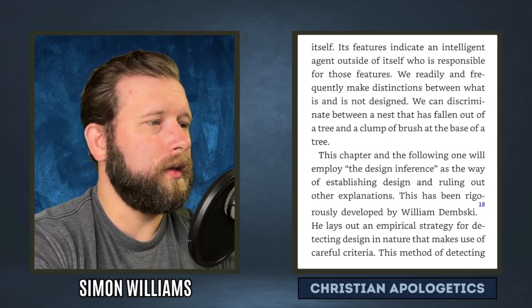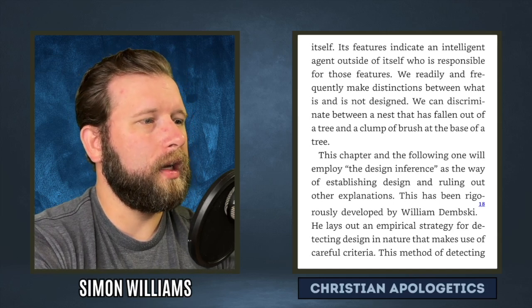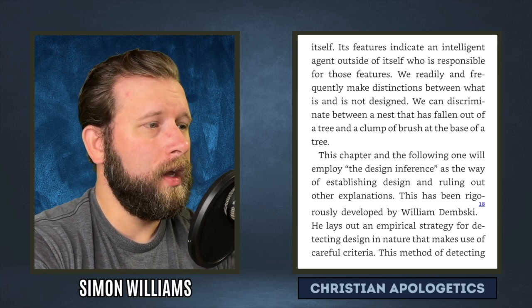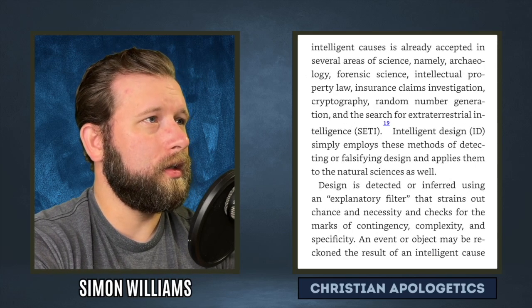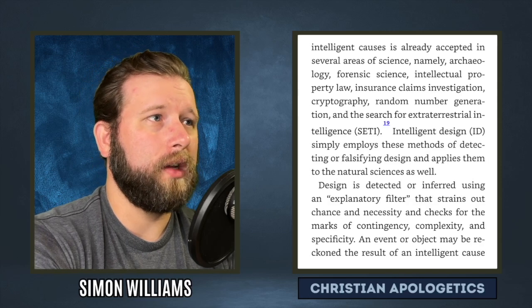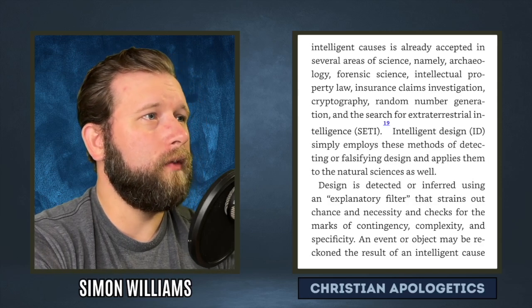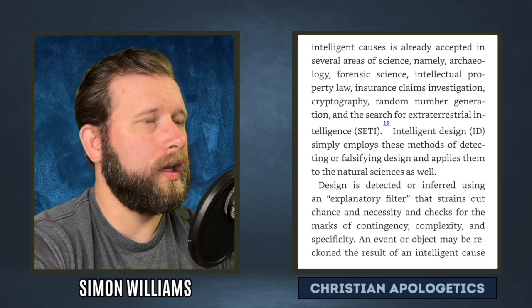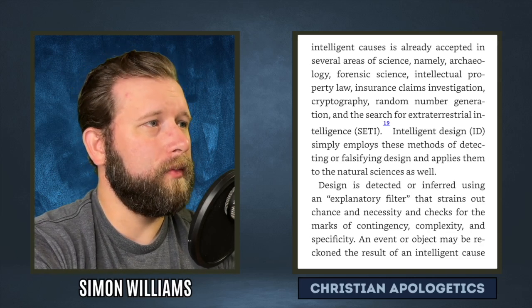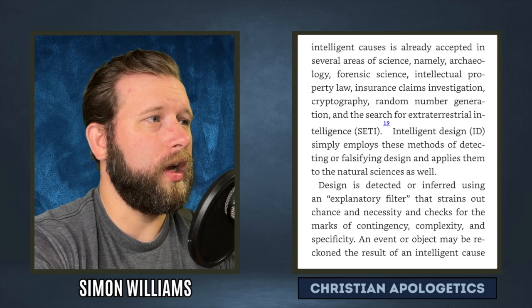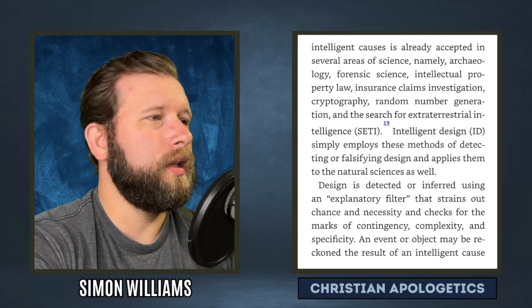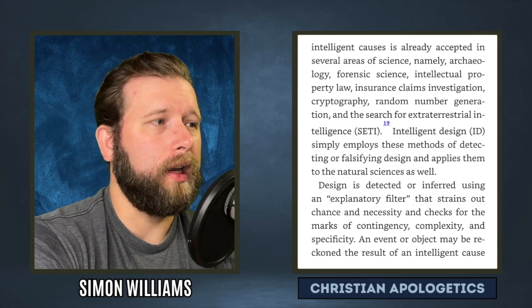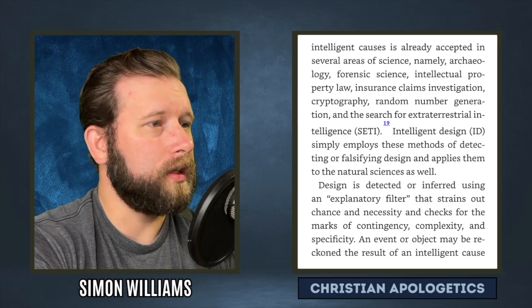He lays out an empirical strategy for detecting design in nature and makes use of careful criteria. This method of detecting intelligent causes is already accepted in several areas of science, namely archaeology, forensic science, intellectual property law, insurance claims investigation, cryptography, random number generation, and the search for extraterrestrial intelligence. Intelligent design simply employs these methods of detecting or falsifying design and applies them to the natural sciences as well.